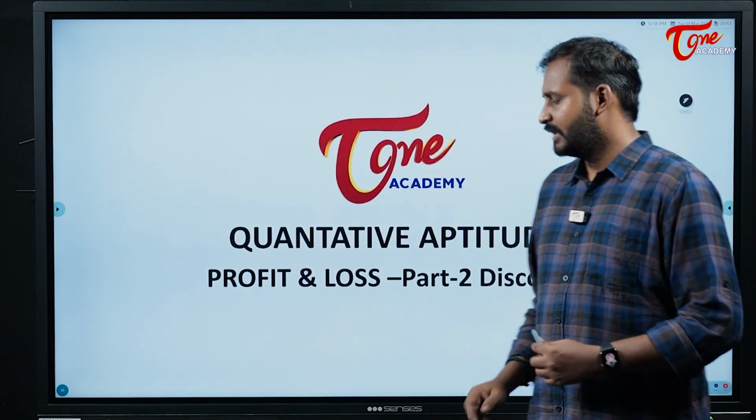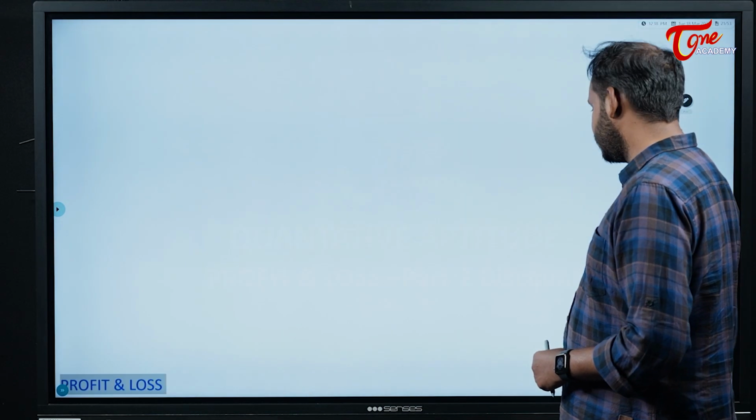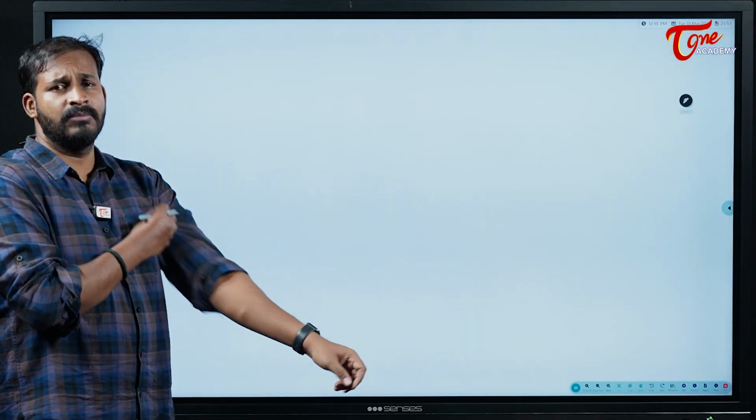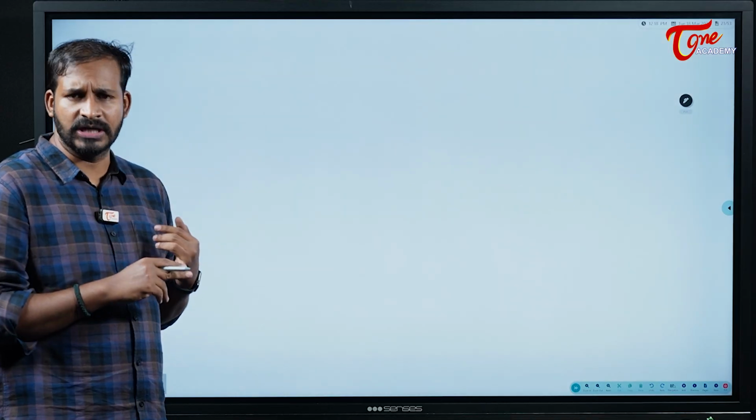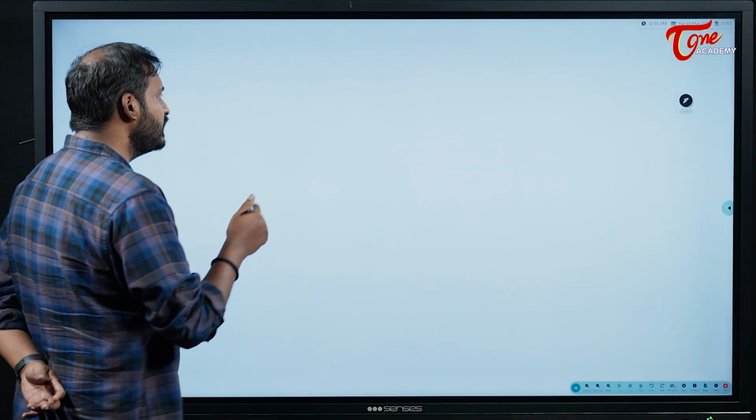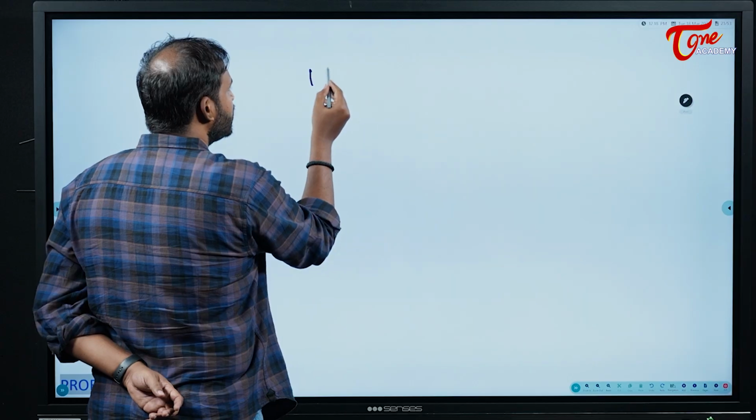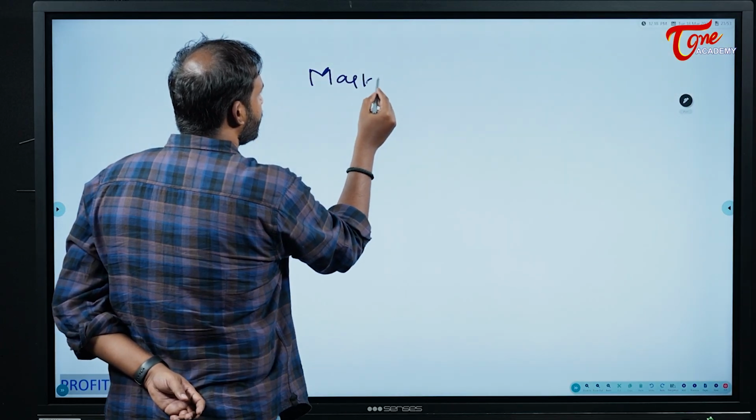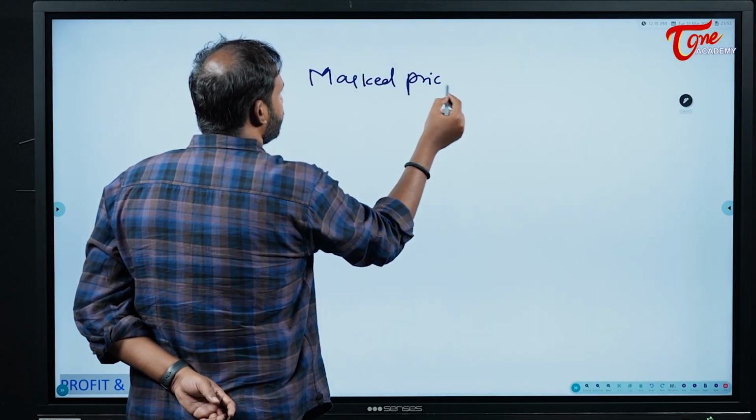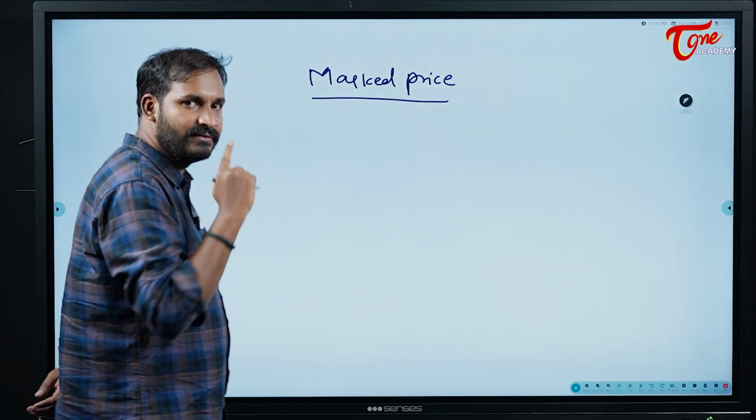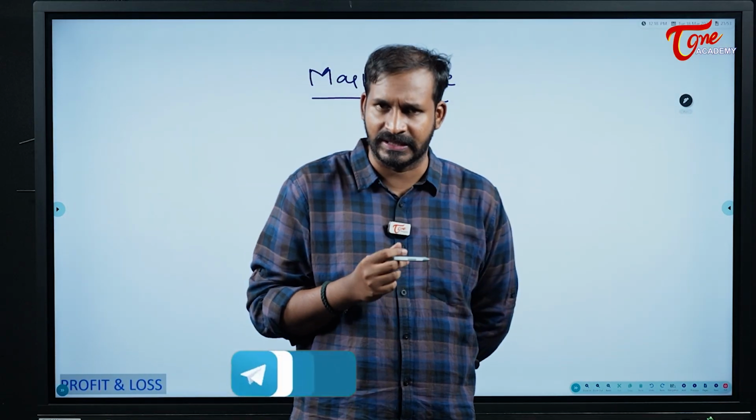In this session, we are going to discuss the next part of our profit and loss. We will see discount cases. Now see here, students, along with cost price and selling price, usually we will see one more price that is called marked price. This marked price is also very important for us. What is this marked price?